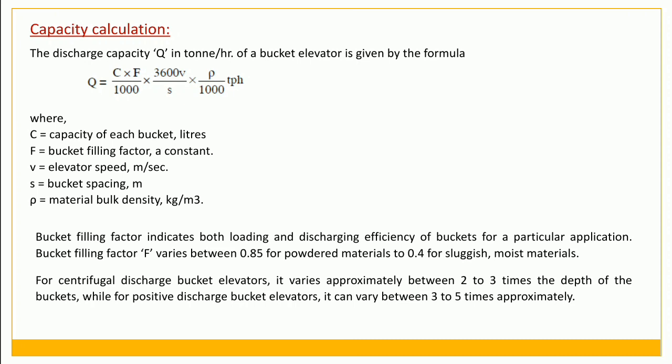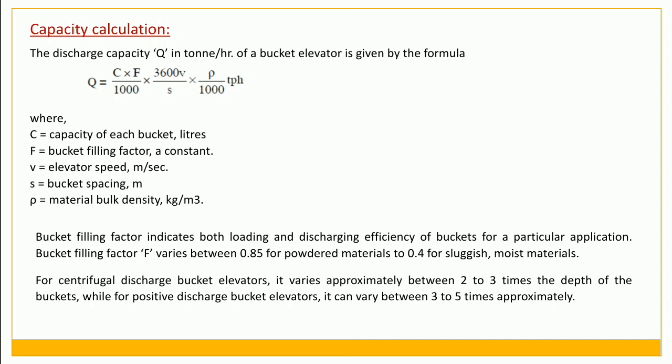tons per hour, where C is the capacity of each bucket, which is defined in liters. F is the bucket filling factor. This bucket filling factor indicates both loading and discharging efficiency of buckets for a particular application, and it varies between 0.85 for powdered material and 0.4 for sluggish or moist material. Then small v is the elevator speed in meters per second, small s is the bucket spacing in meters, and rho is the material bulk density in kg per meter cube.